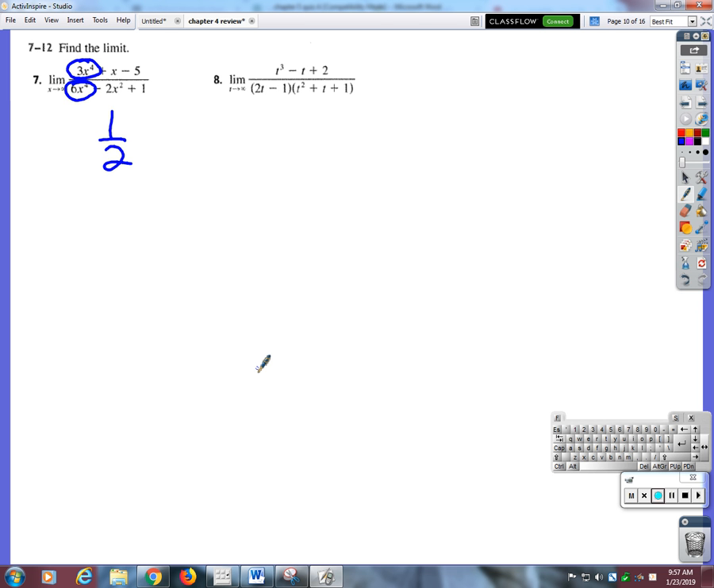No, sometimes they will not be. No, it will not be. Yeah. If the power on the top is bigger, then the answer is infinity. You would say infinity, yeah. If the power on the bottom is bigger, then the answer is 0. Yep.